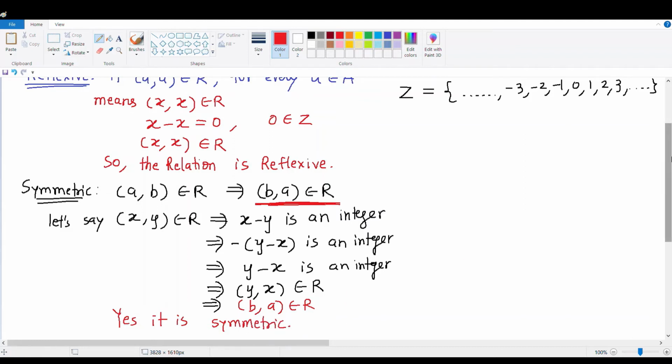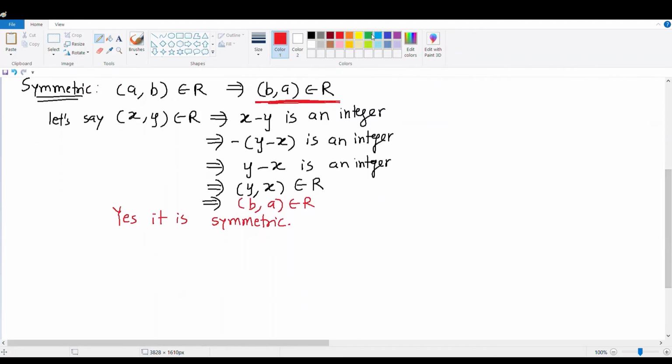Now we need to check for transitive. Now the definition of transitive says what? That if you have a comma b belonging to R and b comma c belonging to R, there must be a comma c belonging to R. See, b is common in both of them. So if you have some element a comma b in R and some element b comma c in R, then you must have a comma c in R.